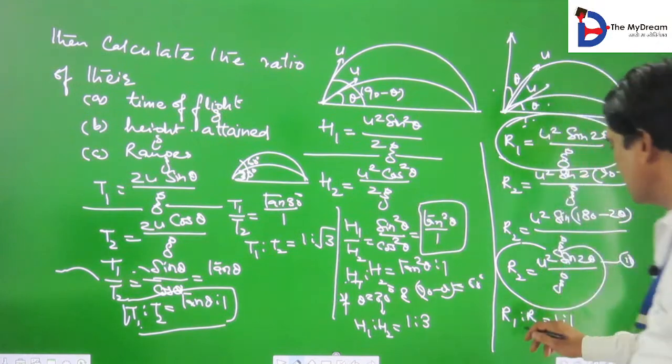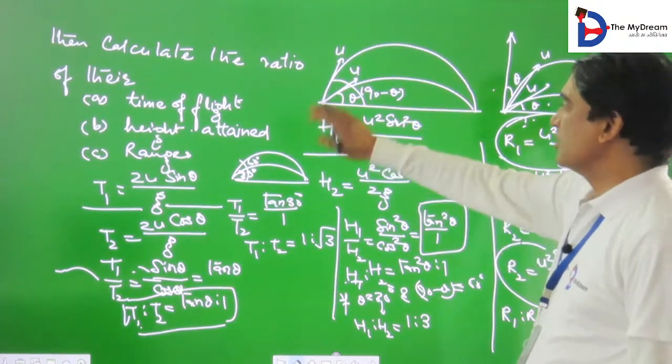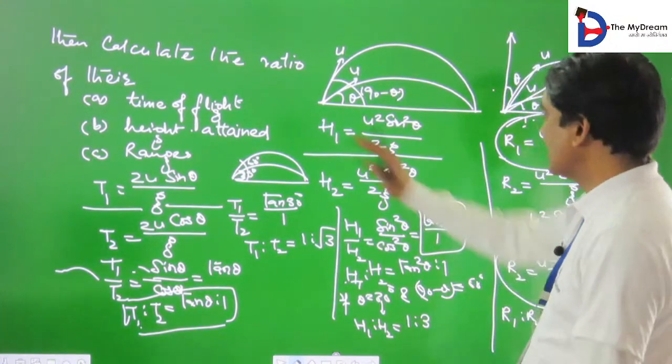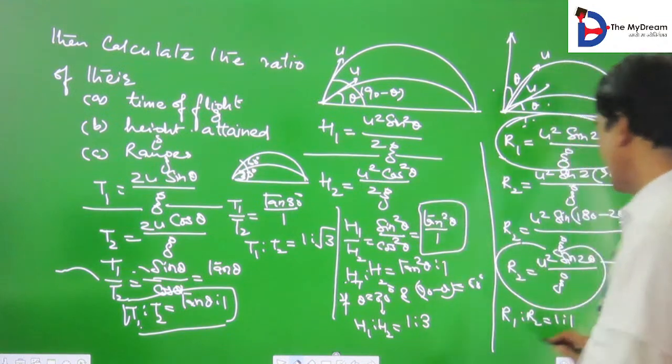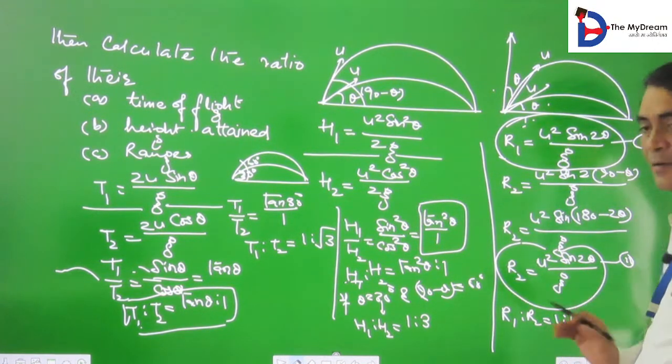But as you see from the figure, फिगर में मैंने पहले ही बना दिया कि रेशियो ऑफ देयर रेंजेस क्या है बेटा, 1:1 है. They are same in magnitude. That's why you are getting R1:R2 which is equals to 1:1.